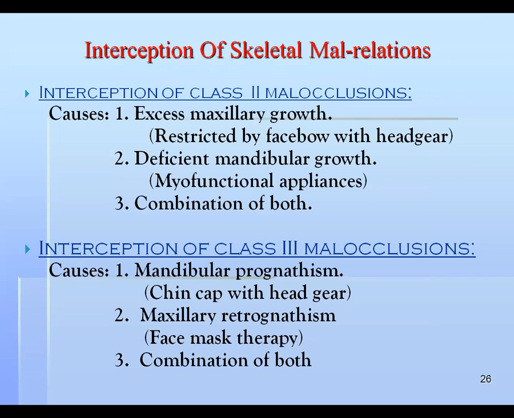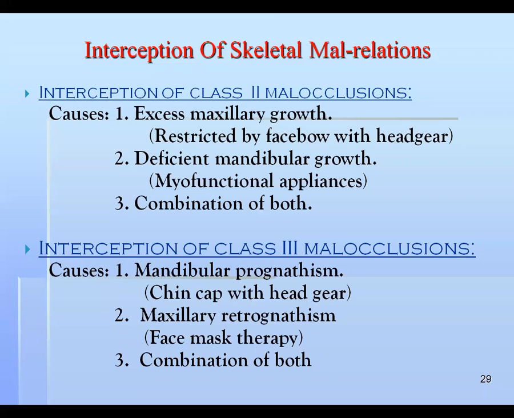Interception of skeletal malrelations. Interception of class 2 malocclusion. Class 2 malocclusion occurs either because of excessive growth of the maxilla, or a deficient or smaller mandible than normal, or a combination of both. When class 2 is due to excess maxillary growth, we can restrict the growth of the maxilla by using a face bow with headgear.